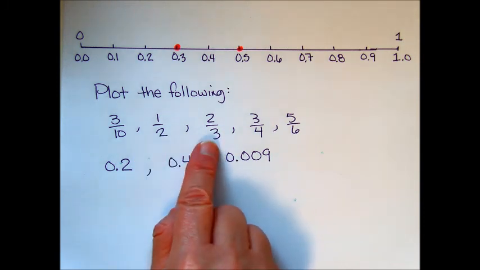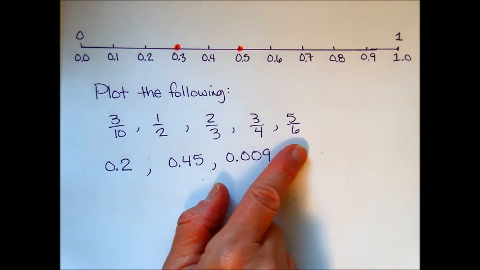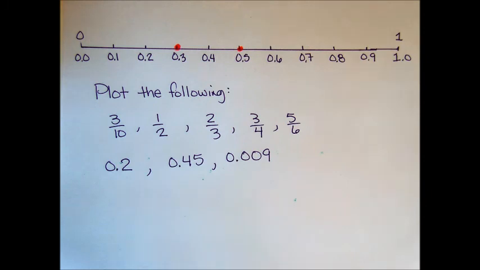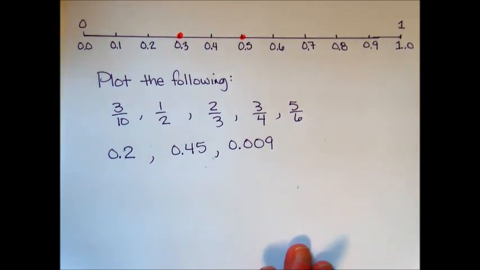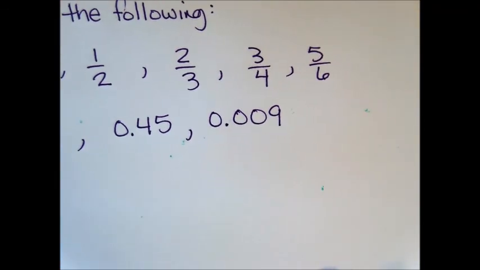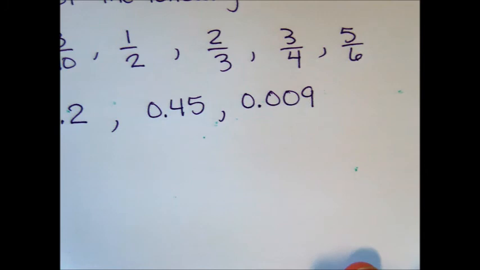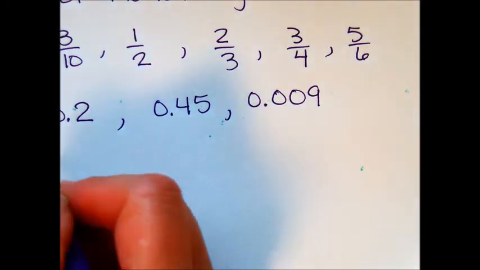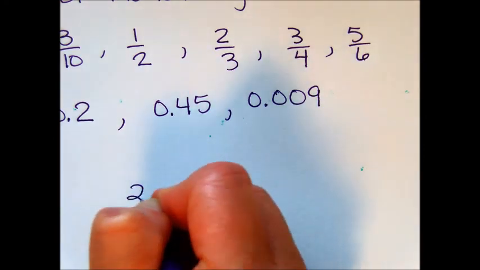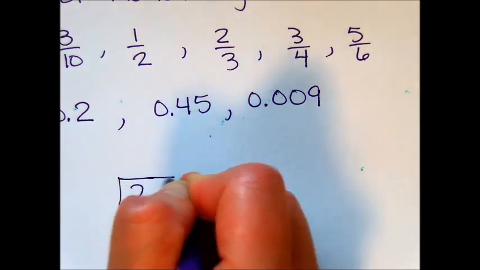Let's look at these, and I'll actually do the math for the 2/3, the 3/4, and the 5/6, just so that you can see how to do that if you need a little review. I'm going to zoom in, and then I'll zoom back out when it's time to plot. Okay, so 2/3 is going to be rewritten as 2 divided by 3.